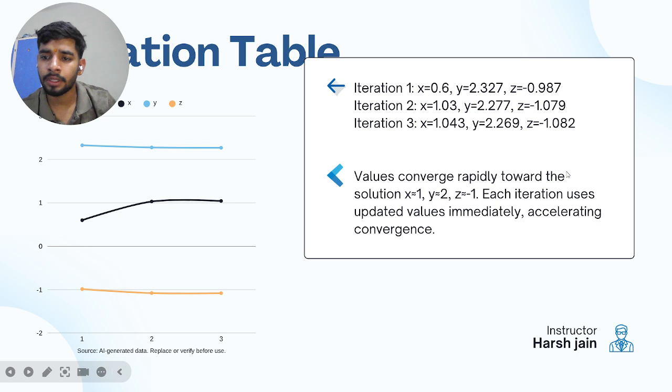The values converge rapidly toward the solution: x close to 1, y equals 2, and z equals minus 1. Each iteration uses updated values immediately, accelerating the convergence as I have told you. And these are the graphs showing how the values converge. X is here, that's y, and that's z.